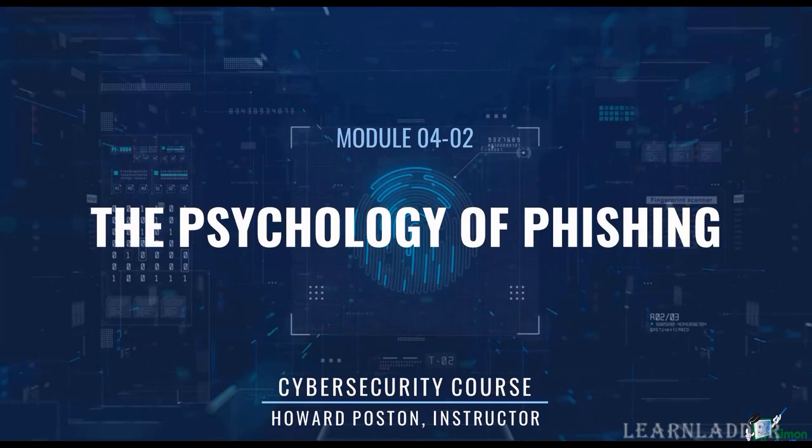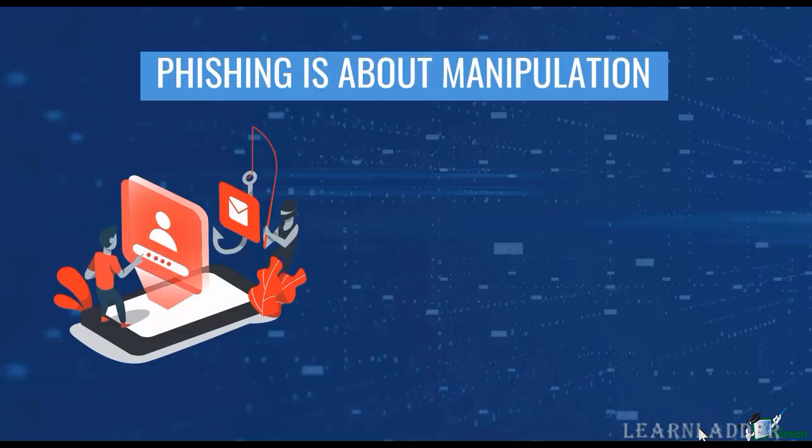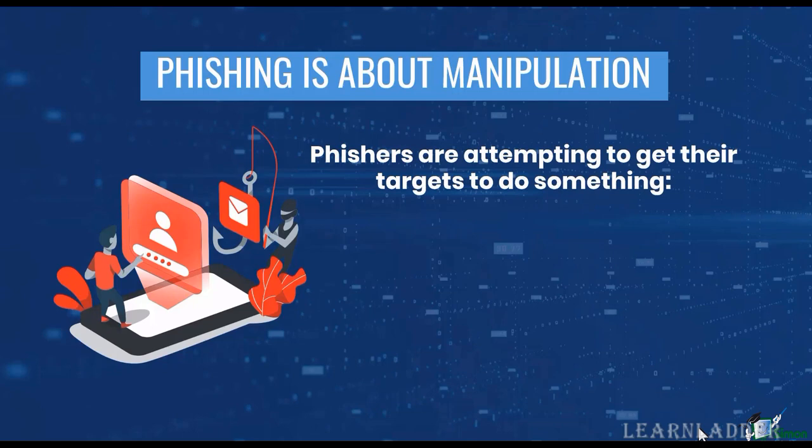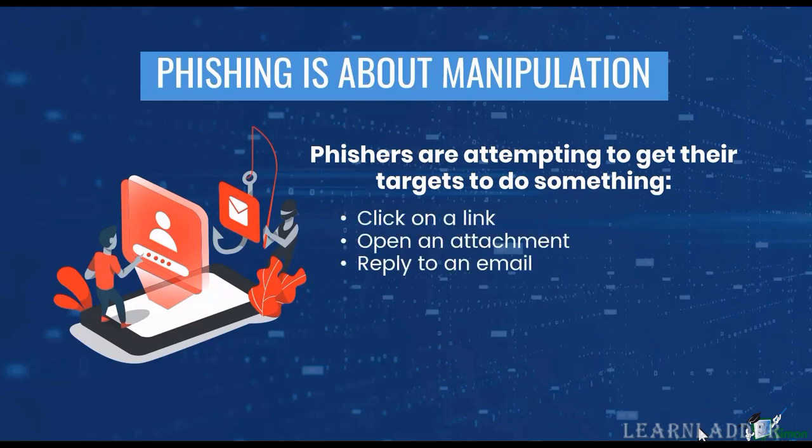Hello and welcome back to our discussion of phishing attacks. In this video, we will discuss the psychology of phishing and how cybercriminals can get people to do what they want. Phishing is all about manipulation or convincing someone to do what the attacker wants. The phisher is always attempting to get their target to do something, whether that's to click on a link, open an attachment, or reply to an email.